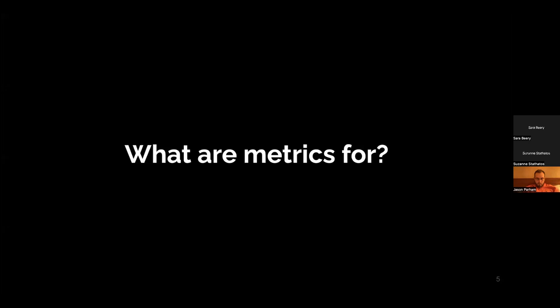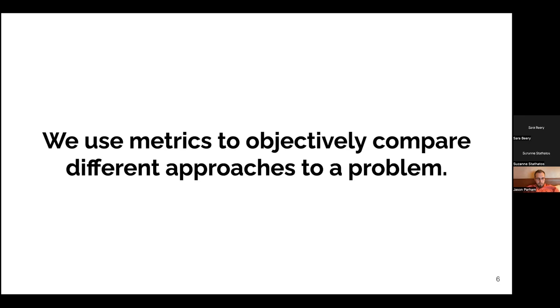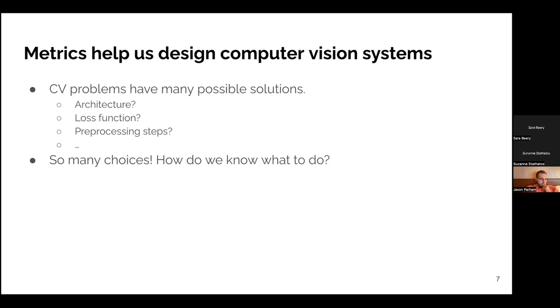To start with a bit of motivation, let's talk about what metrics are for and how they're used before we dive into any particular examples. The biggest use in machine learning is that we'd like to use metrics to objectively compare different approaches to a problem. As you've all seen in your reading groups, there are hundreds of different ways to get at any of these problems. You have to choose an architecture, a loss function, and pre-processing steps for your data. You have a huge design space here. With all these choices, how do we know what to do? Metrics help us to solve that problem.